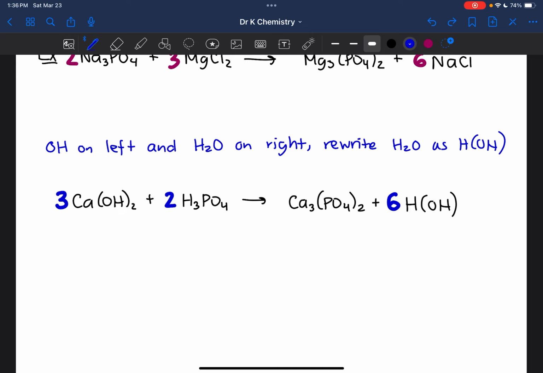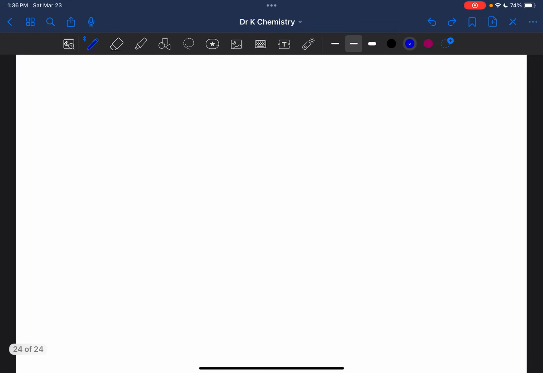There is one more challenge that will arise, and that is balancing combustion reactions. Combustion reactions are incredibly easy to predict the products, but pretty difficult to balance.